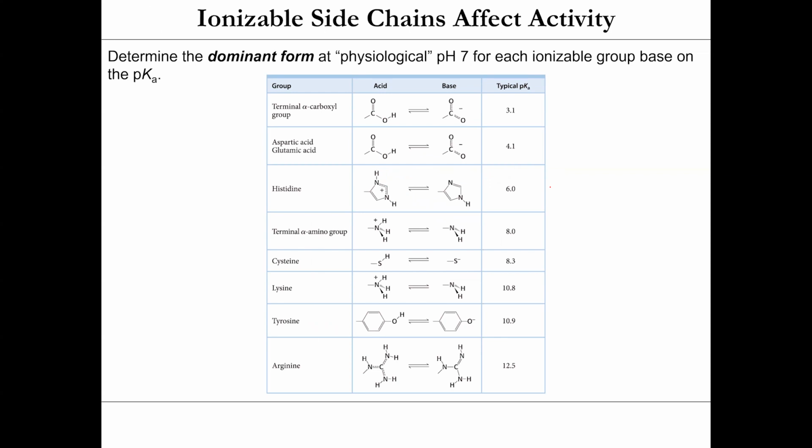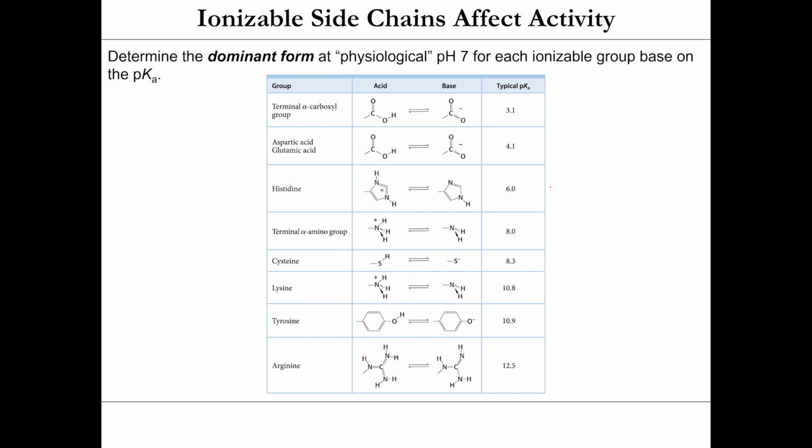Okay, so now that we've gone through all 20 of the amino acids and discussed their unique side chains or R groups, we can think a little bit about how those side chains are actually ionizable as well. We talked about that with the amino group and the alpha carboxyl group, but there's actually 7 amino acids that have ionizable side chains as well. We usually think about this at physiological pH 7 for each group, and its pKa. So we can go through this table and determine what would be the dominant form of the side chain at pH 7 for each ionizable group.